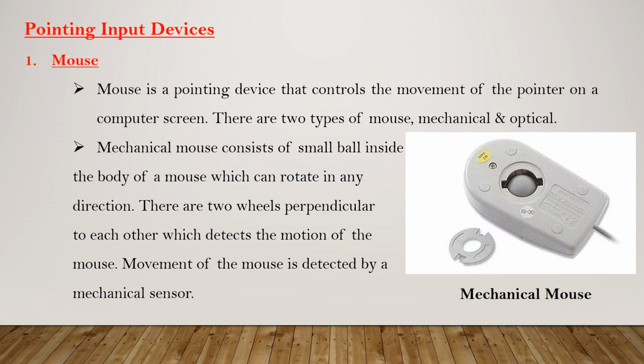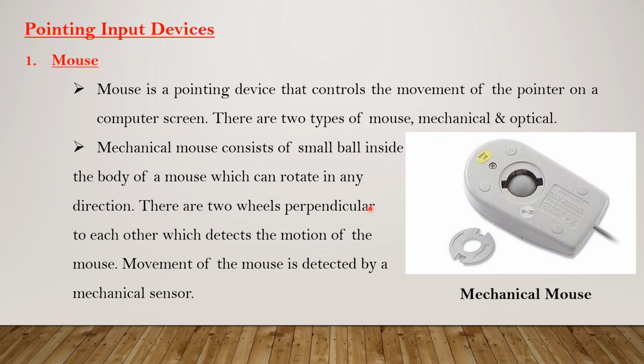Next you have pointing input devices. Now, what are they? First is the mouse. Everyone knows what a mouse is. A mouse is a pointing device that controls the movement of the pointer on a computer screen. There are two types of mouse: mechanical and optical. What is mechanical? It consists of a small ball inside the body of the mouse which can rotate in any direction.